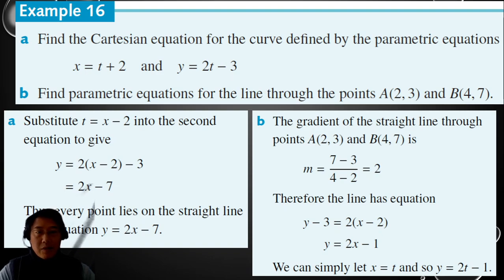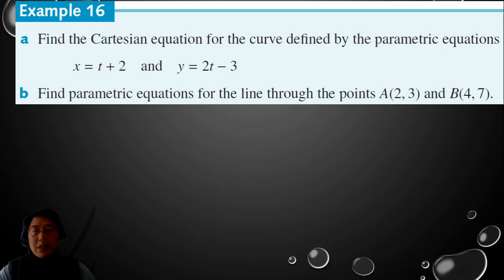Alright, so those are the two questions. So you have your parametric equations. You need to find the Cartesian equation, and the next one is you need to find a parametric equation for a line through the points A and B. So here you just determine your standard Cartesian equation y equals mx plus c.